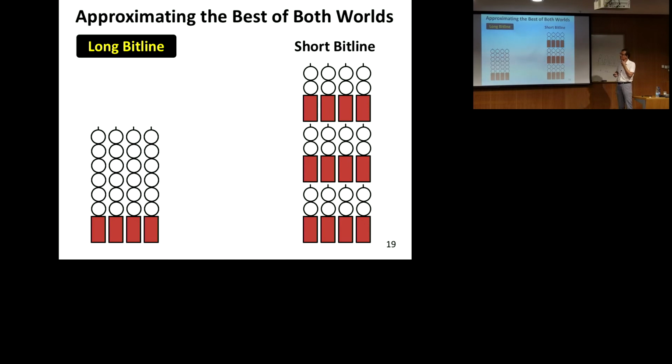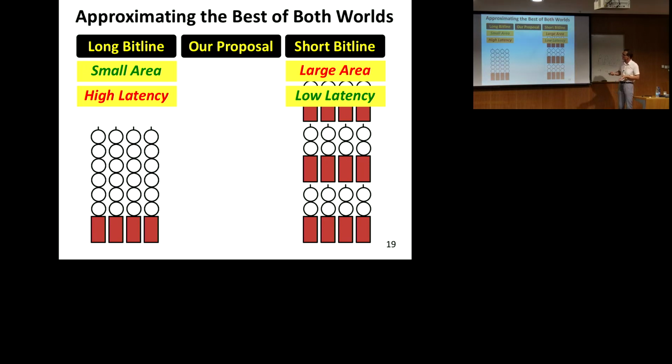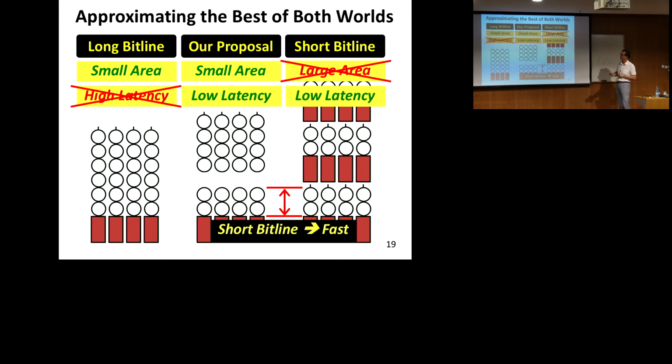We'll start with this long bitline architecture. The upside is small area. The downside is high latency. Short bitline, the upside is low latency. The downside is large area. Whenever you see something like this, it's a good idea to think about heterogeneity. I think that's a very fundamental principle. So the proposal is to start with the short bitline. We want the small area, but we don't want the high latency, at least for some part. So the idea is to segment the bitline, basically.